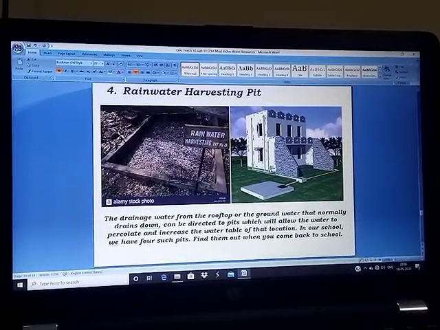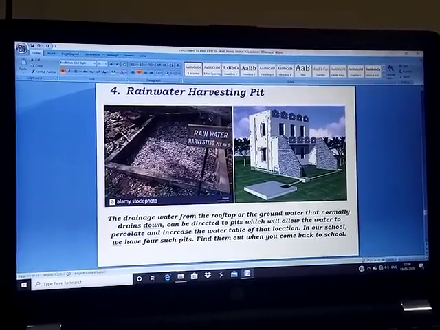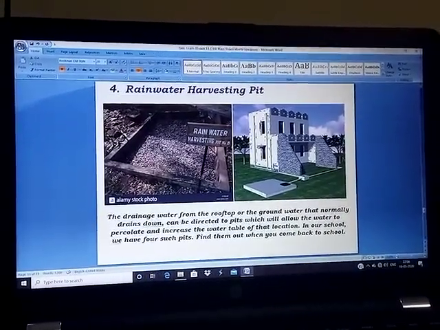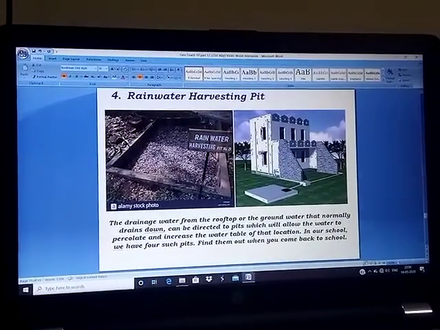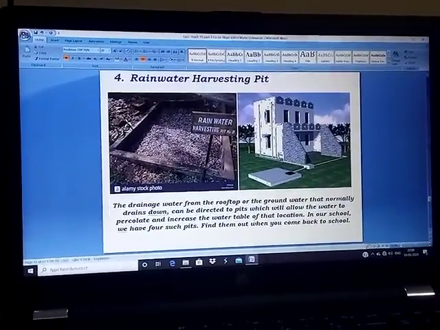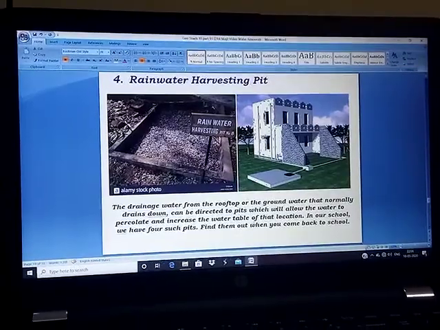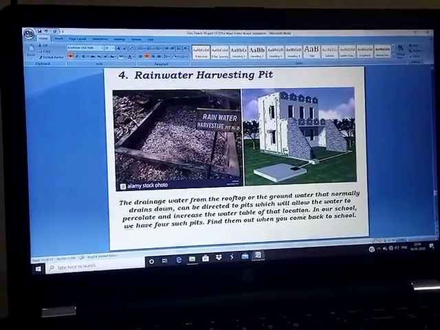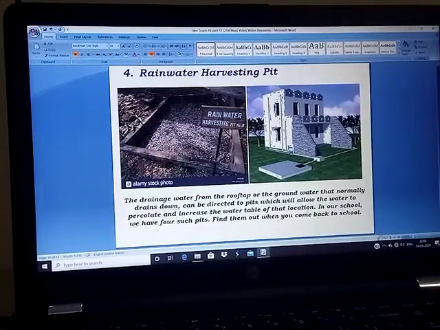So the drainage water from the rooftop or the groundwater that normally drains down can be directed to pits, which will allow the water to percolate and increase the water table. That's the point to be noted: increase the water table of that location. In our school, we have 4 such pits.